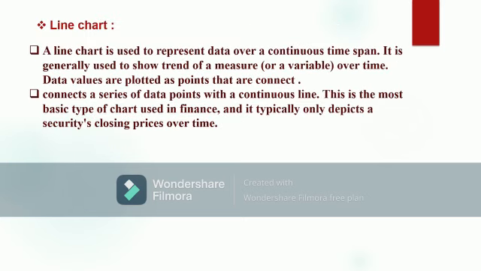So today I'm starting the chart types with the line chart. What is a line chart? A line chart is used to represent data over a continuous time span. Okay, that is continuous. It's generally used to show the trend of a measure over time. Data values are plotted as points that are connected.